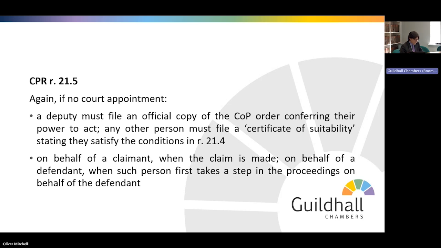Rule 21.5 follows on from 21.4. This is how a person becomes a litigation friend in the absence of a court appointment. A deputy, if they're to become the litigation friend, must file an official copy of the Court of Protection order conferring their power to act as deputy and with authority to conduct proceedings. Any other person has to file a certificate of suitability stating that they satisfy the conditions referred to in Rule 21.4, that's fairly and competently conducting proceedings and so on.